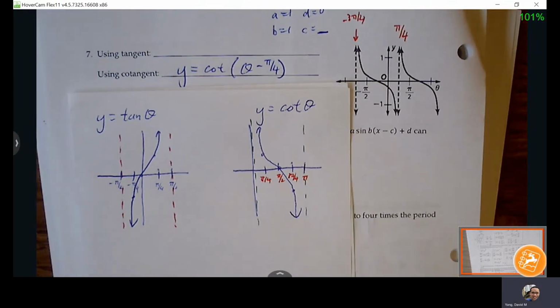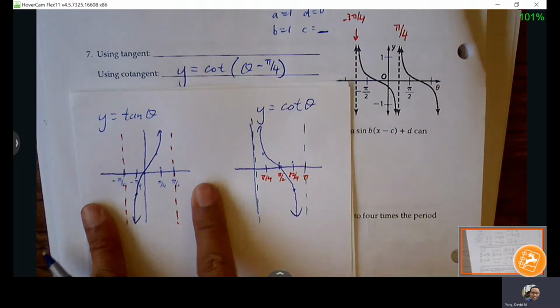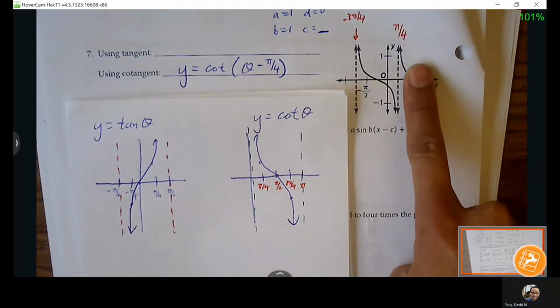Okay. Now let's go to our tangent graph. So normally the tangent graph would go from -π/4 to π/4.